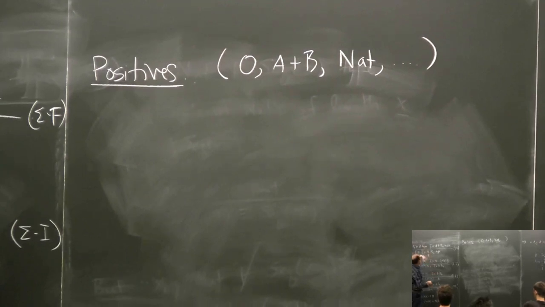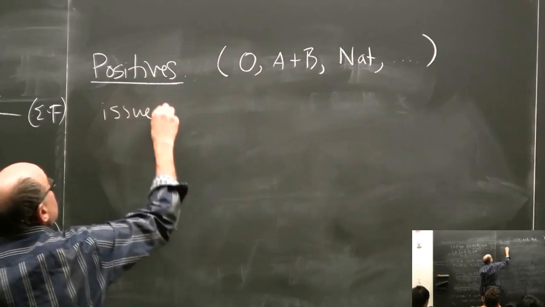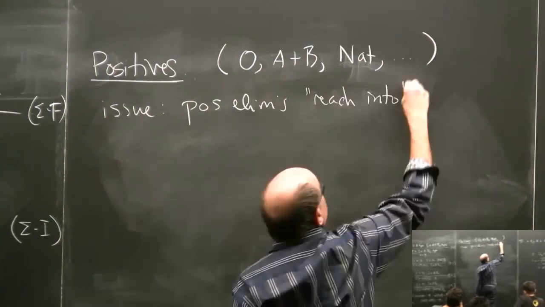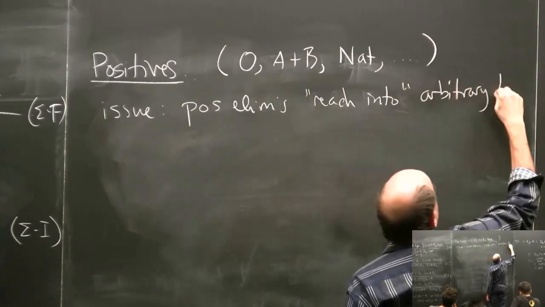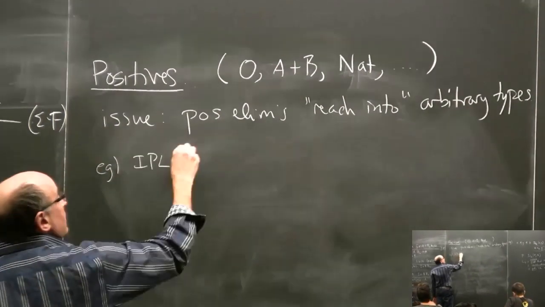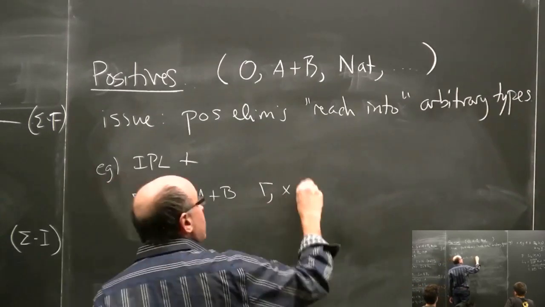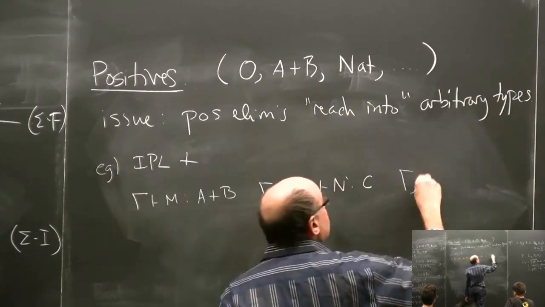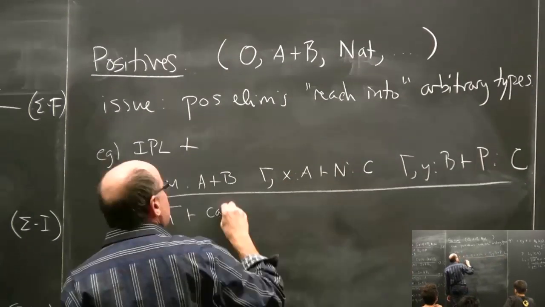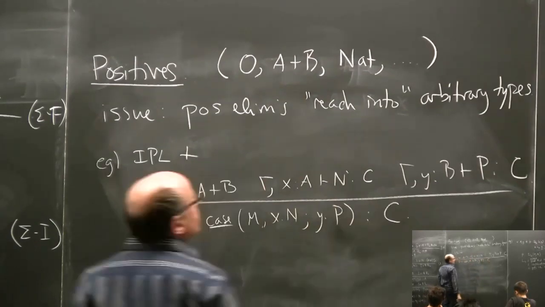It's not about changing the type. So with the negatives, I generalized the type, and I gave you rules that generalize it. Here the issue is that the positive elims, for lack of any better way to express it, reach into arbitrary types. And that's where the issue comes in. So for example, I'll remind you, from the propositional case, the elim form looked like this. If you have m in A plus B and you have x in A and y in B, p in C, then case m x n y p is in C.